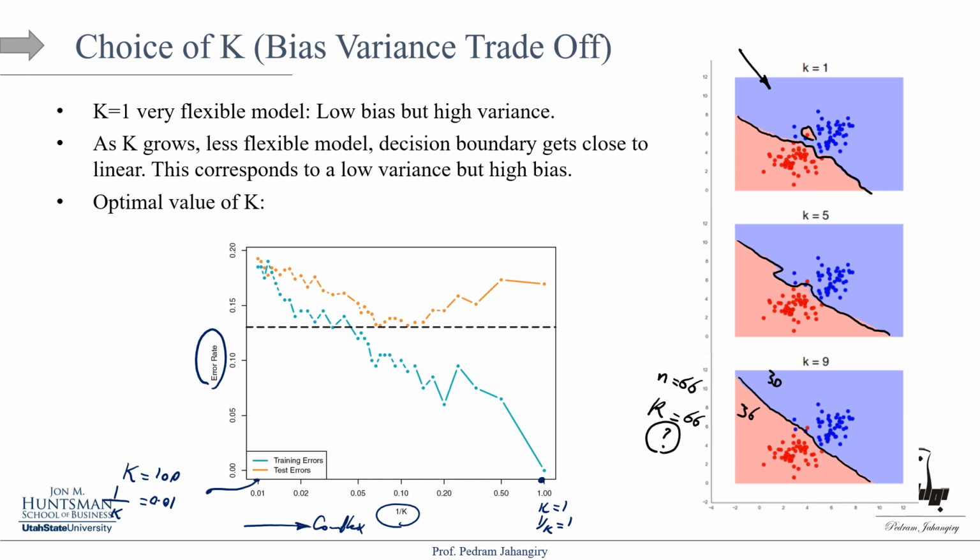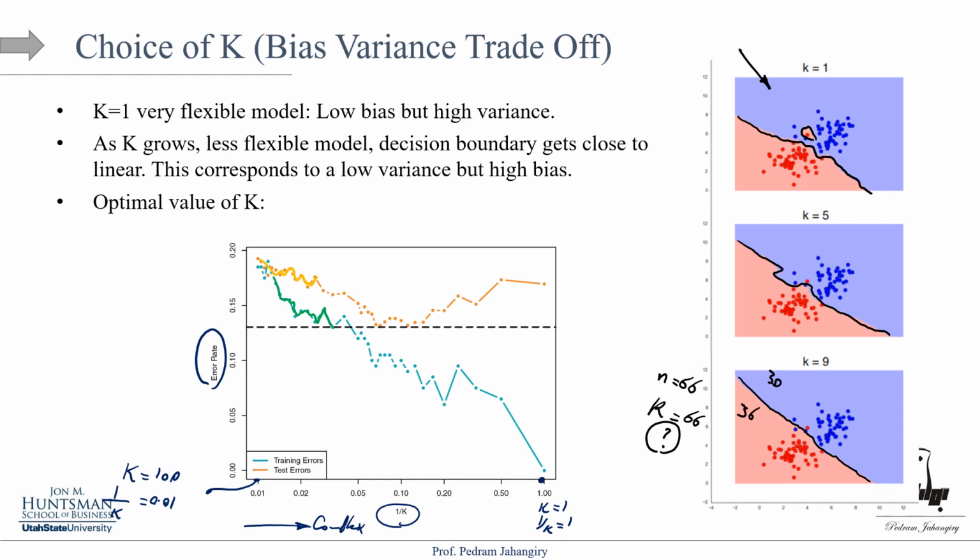We can calculate the train errors. Let's say the train errors are these green ones that we calculate for different values of k, and the orange ones are the test error. So which one should we focus on? Yes, the answer is test error, because we don't care how good or bad the model is doing in the train set. At the end of the day, we want to test the model on something that it hasn't seen before, so we want to test the model on the test observations.